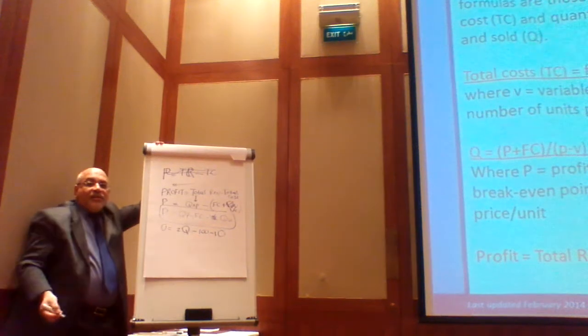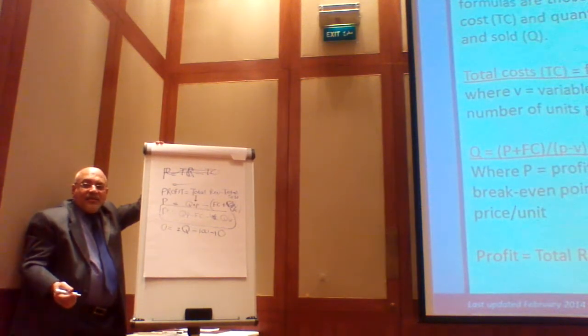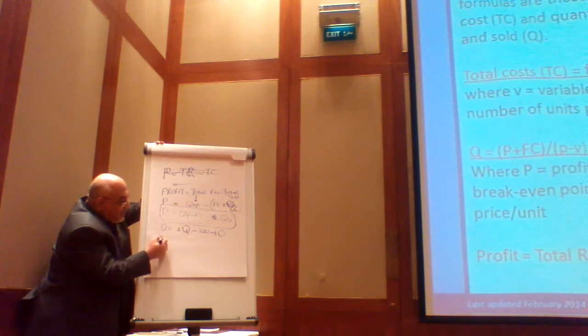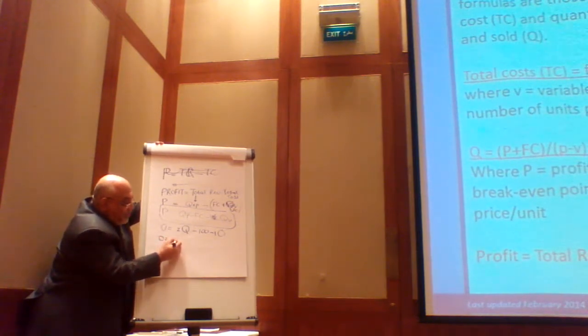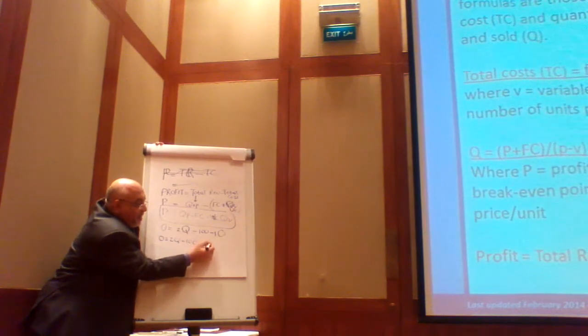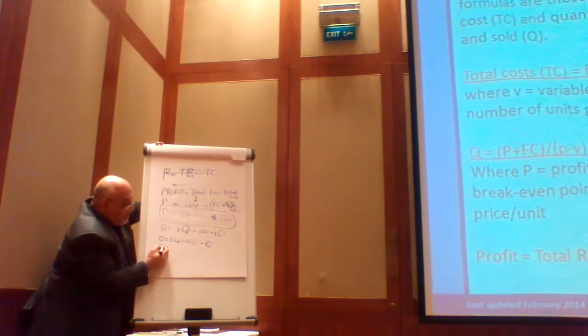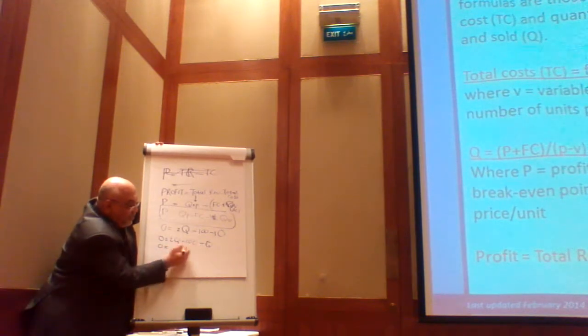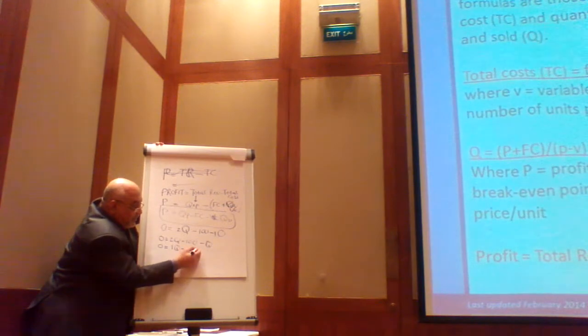One dinar, is that clear? Now we say 0 equals 2Q minus 100 minus 1Q. So this says 0, 2Q minus 1Q is 1Q. So Q equals minus 100.